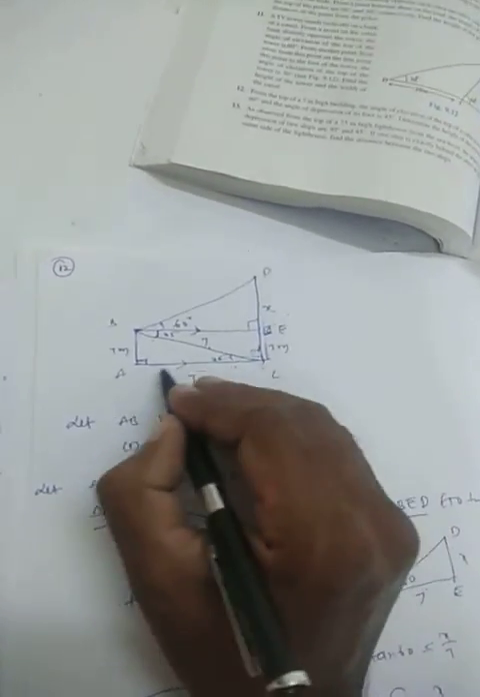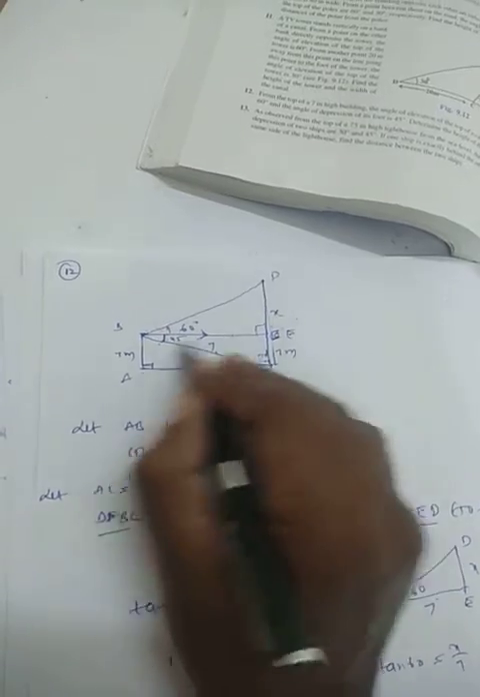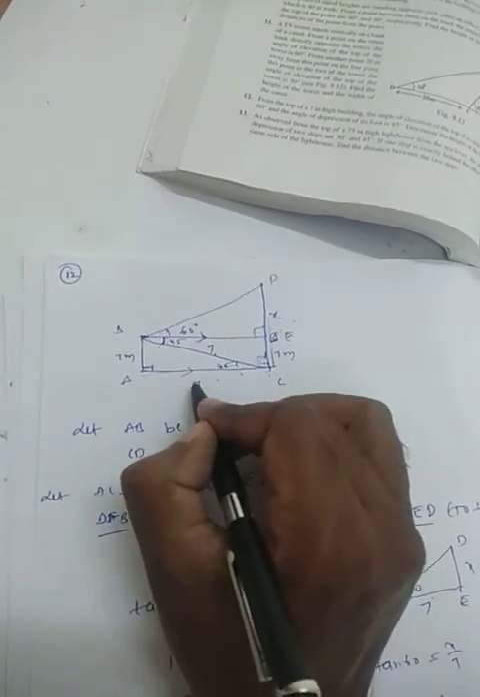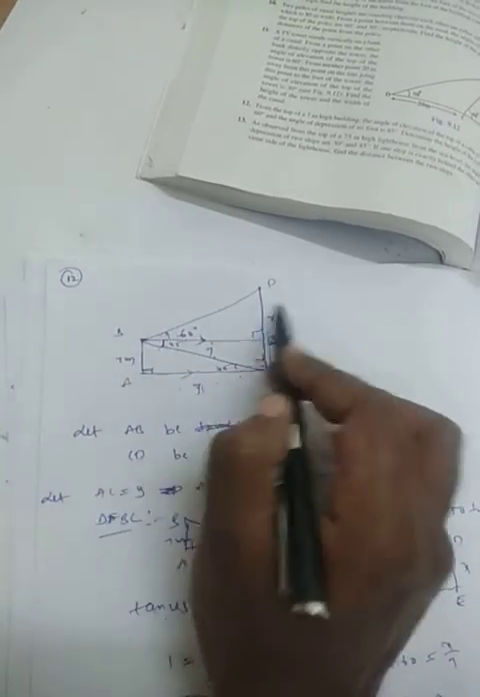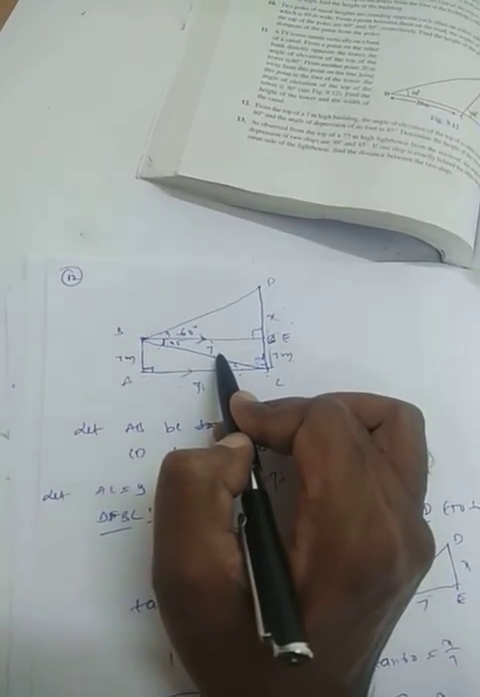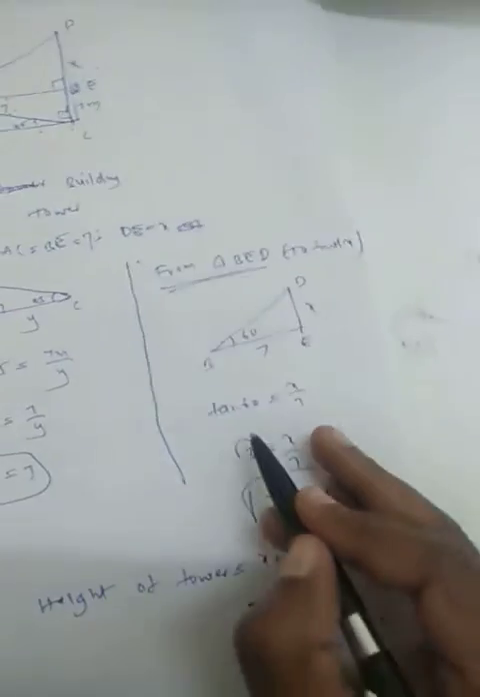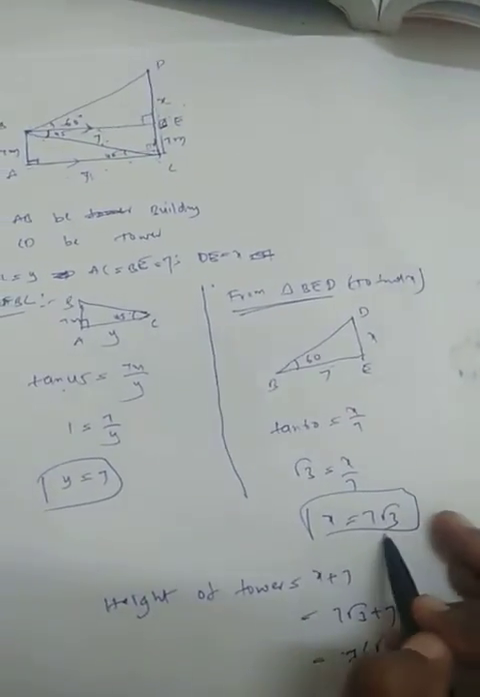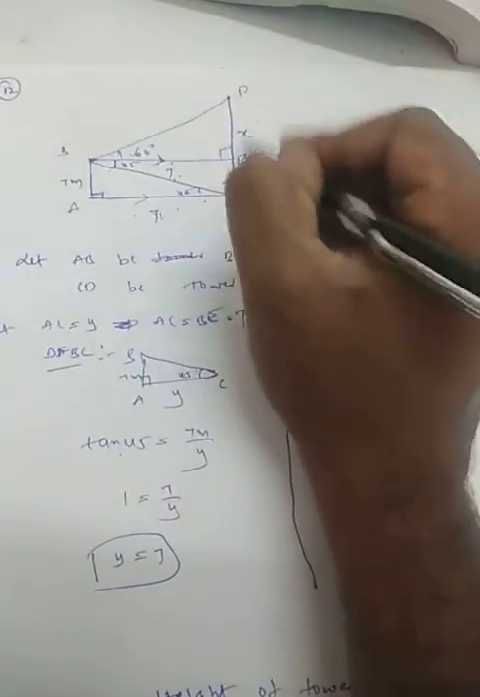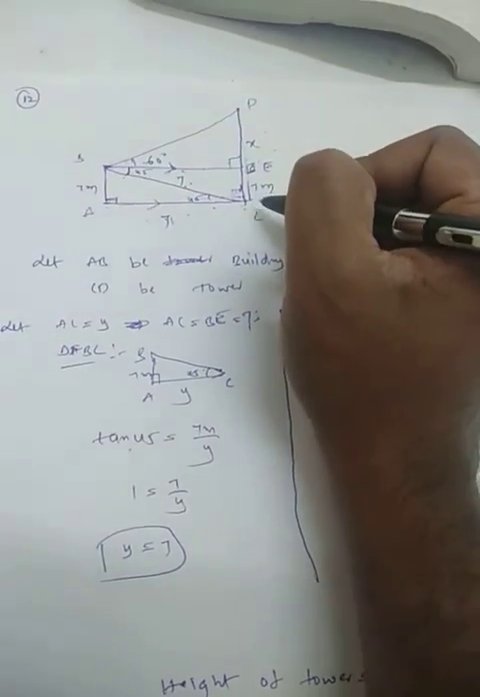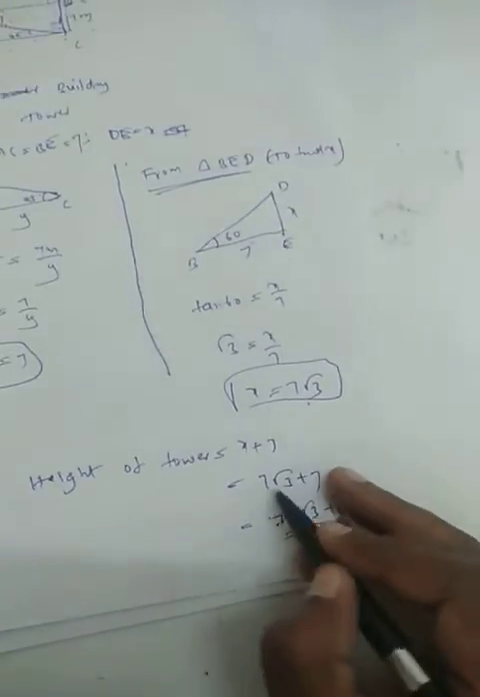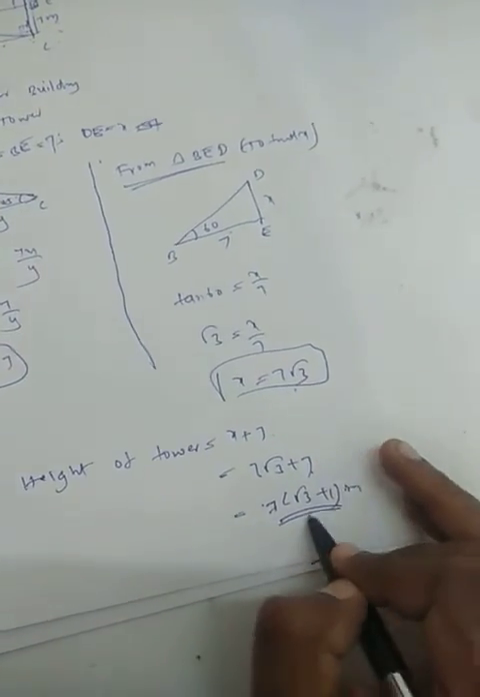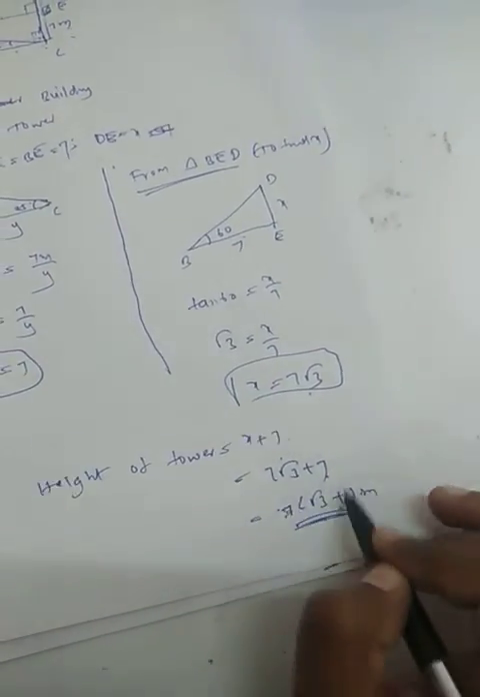First, what I have taken: to find this value, I got this as 7. So I replace this as 7, and I have taken this triangle. Tan 60 is equal to opposite by adjacent. Tan 60 is root 3 here. Root 3 is equal to x by 7. x is equal to 7 into root 3. Total height will be what? Actually CD. CD will be CE plus DE, that is x plus 7. x is 7 root 3 plus 7. 7 will be common. Root 3 plus 1. See, 7 into root 3, 7 into 1 is 7.